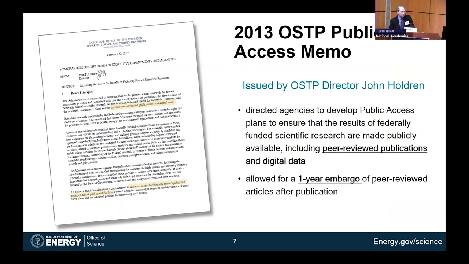So some of this I am going to repeat in a slightly different way from what Miriam had talked about. But what got it all started as far as agencies getting into the peer-reviewed publications piece of this and making the full text of that accessible was the John Holdren memo. It focused largely on providing increased access to peer-reviewed publications and digital data. I won't talk so much about data. That'll be Bob in the afternoon session. But with respect to the publications, it allows for this one-year embargo, as Miriam mentioned.